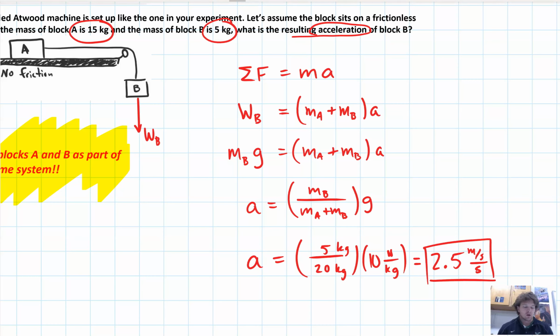All right, so yeah, modified Atwood machines have a mass on a table. Just one of them. The other one's hanging off. All right.